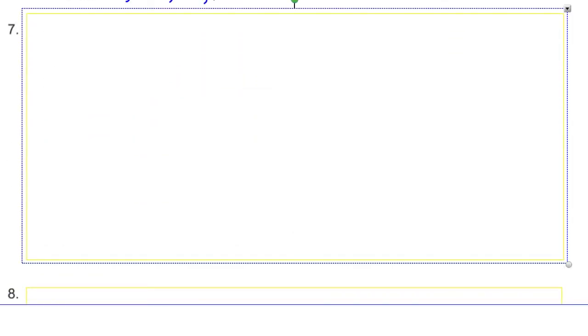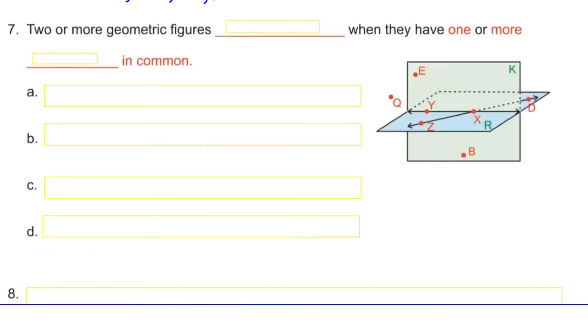All right, number 7. Hang in there, we're almost there. 2 or more geometric figures. And now we'll introduce the word intersect. Maybe I should have used that word instead. Let's change that. Intersect, not intercept. I like that word better. 2 or more geometric figures intersect when they have 1 or more points in common.